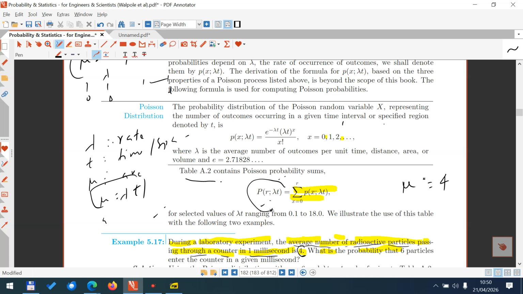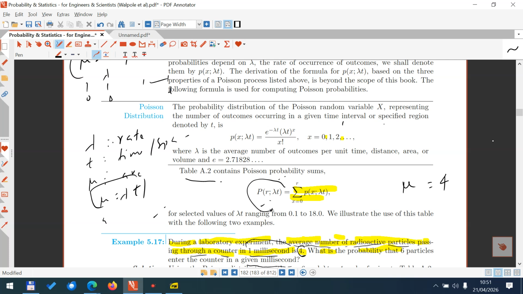There is a trick in this. This formulation is only safe if this 1 millisecond is fixed in the question. In this question, he is again asking the question for a given millisecond. So because time is fixed, the value of t is fixed. So it doesn't matter whether you use mu or lambda, right?